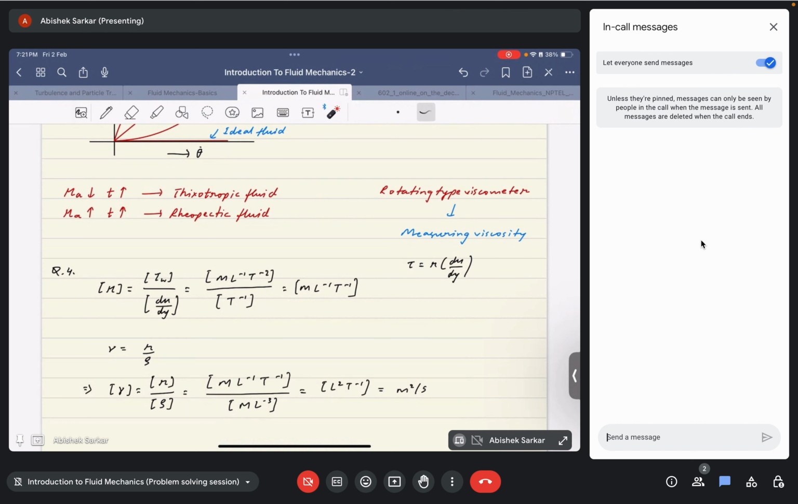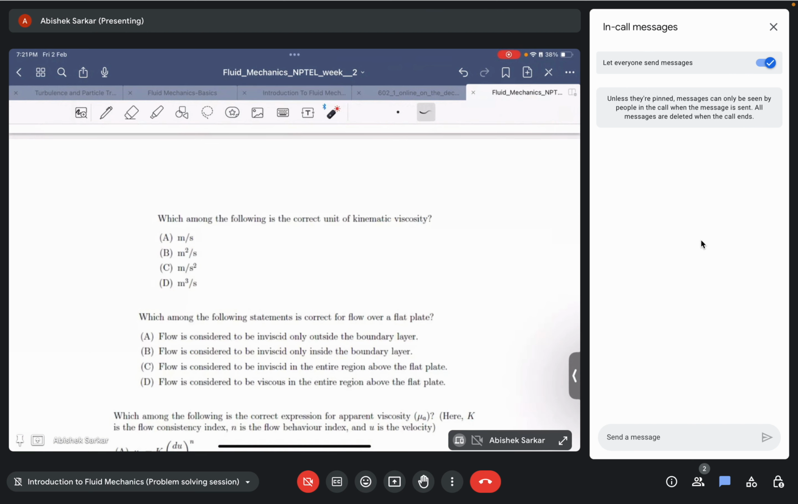Then in the case of kinematic viscosity, we know that kinematic viscosity nu is equal to mu by rho. Just divide the dimensions of dynamic viscosity by the dimensions of rho, which is M L^-3, to get that the dimensions of nu would be L^2 T^-1, which would be meter square per second. So the correct answer would be option B, meter square per second. It was very simple, I know, but I did it so that you could follow similar steps for other kinds of dimensional analysis.